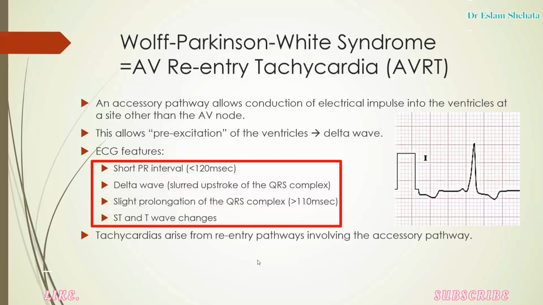It could also happen in the other direction. It could go down the accessory pathway and up the AV node, and the re-entry circuit could work like that. But as you can see, the re-entry circuit isn't entirely contained within the AV node, and so it's not an AV-nodal tachycardia, it's an AV re-entry tachycardia.